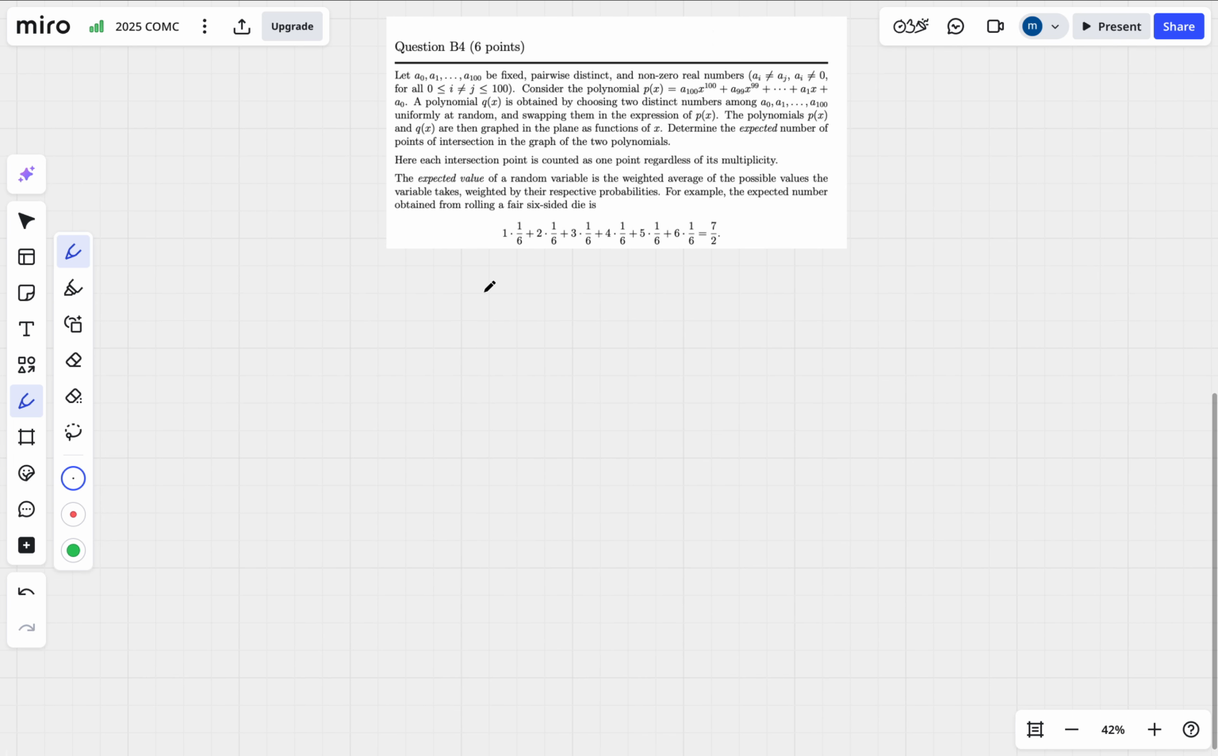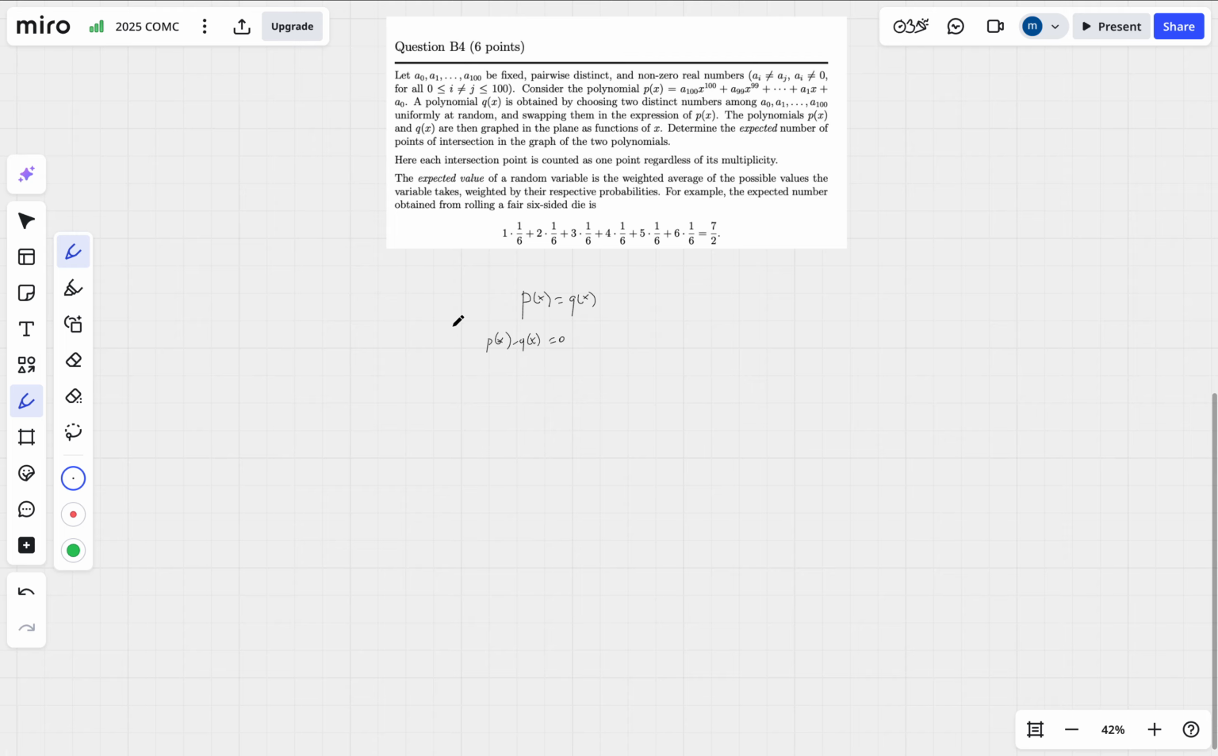Alright, next we have question B4. We're given that we want to solve for x so that the two polynomials are equal. So first we can set them equal. This means that p of x minus q of x is equal to 0.